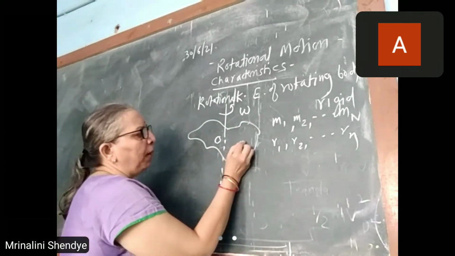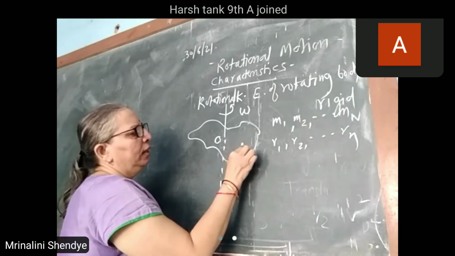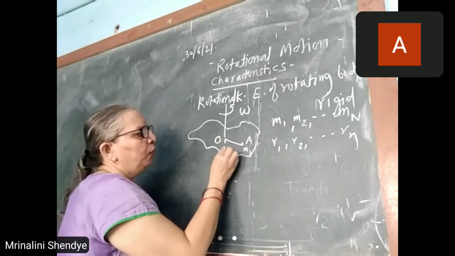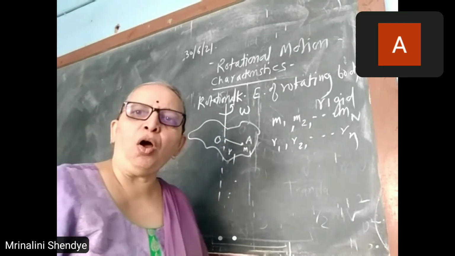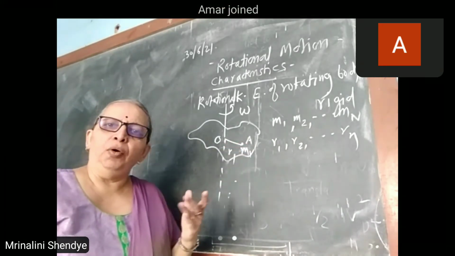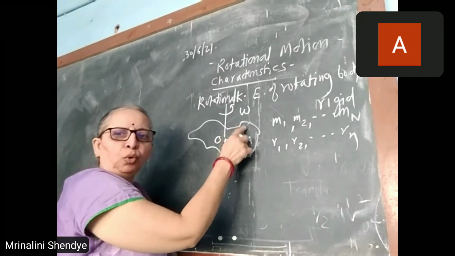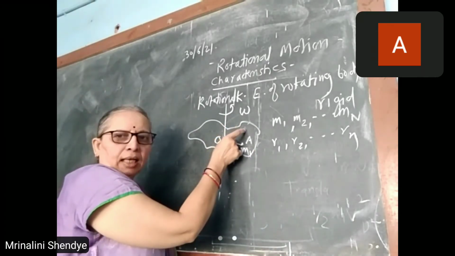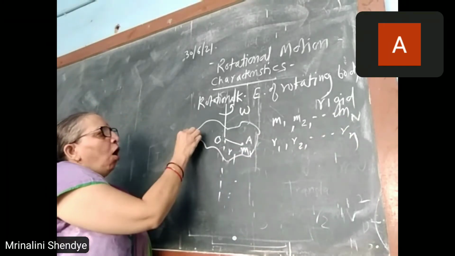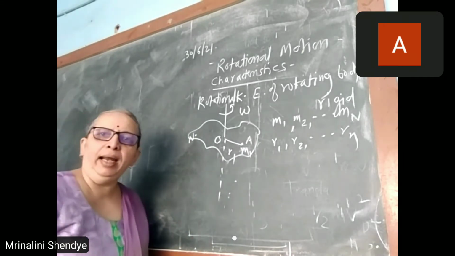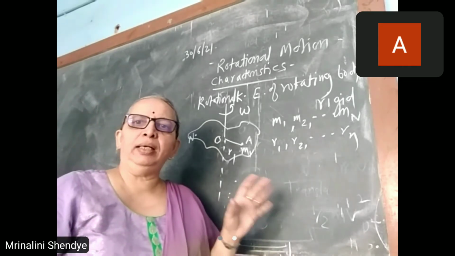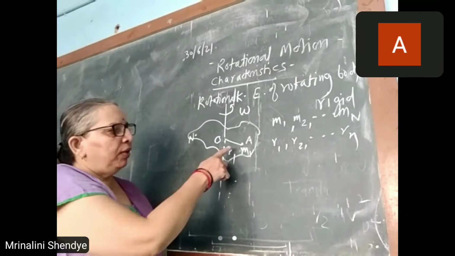We will consider a particle of mass m1 situated at point A at distance r1 from the axis of rotation. Similarly, the rest of the particles: mass m2 at a certain point B at distance r2, and the last particle of mass mn at distance rn at point n from the axis of rotation. All particles will trace circular paths of different radii.